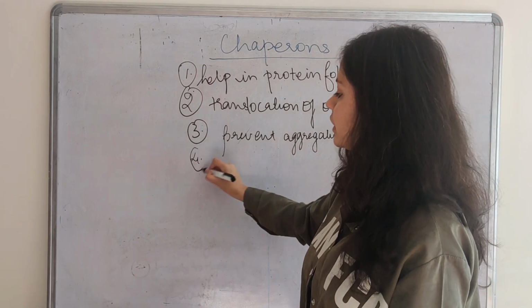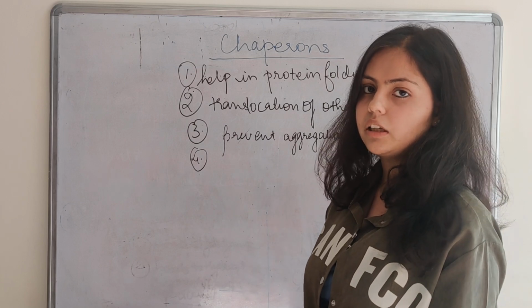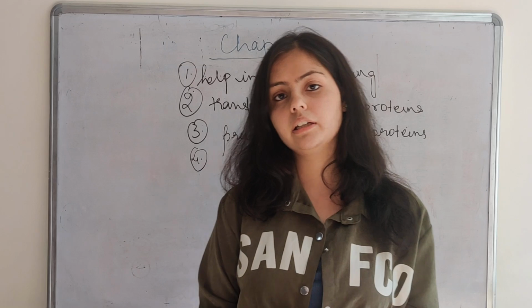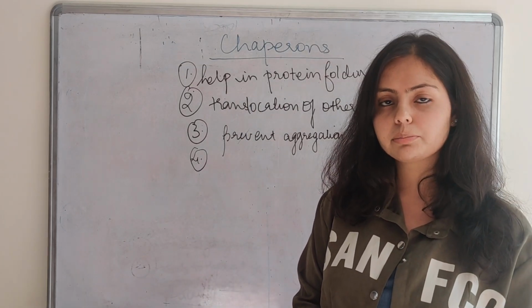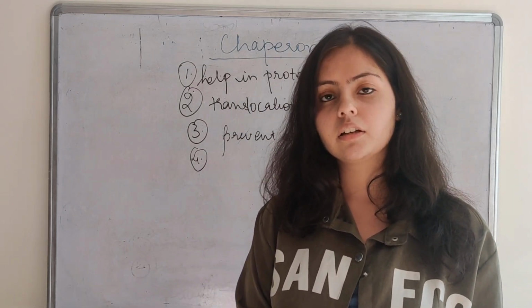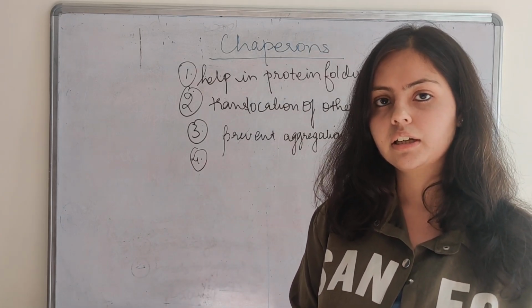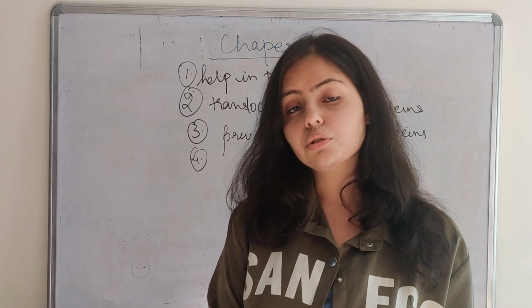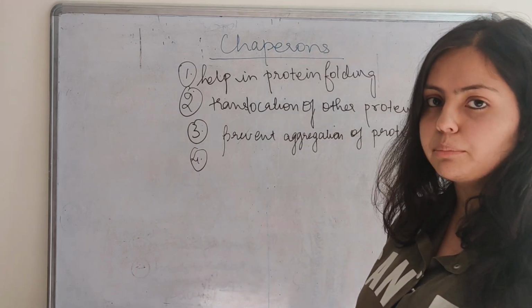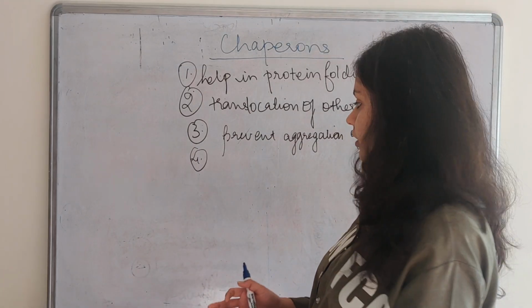And the fourth function is when the proteins are in incorrect folding or not folded properly, they may form prions. Prions cause diseases, right? Disease in animals and humans, kuru disease, the mad cow disease. So, chaperons prevent prion formation.